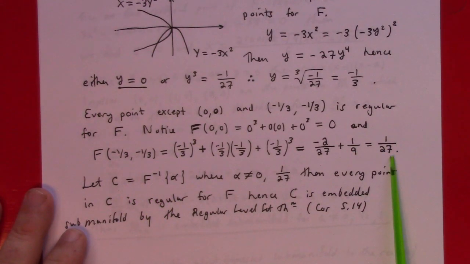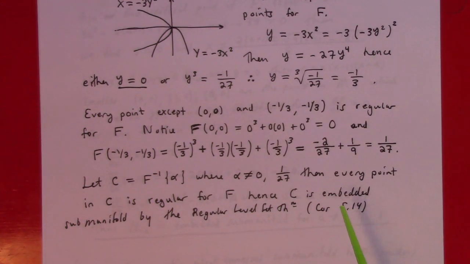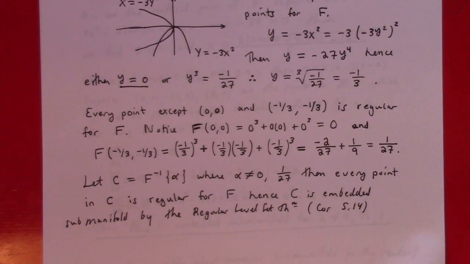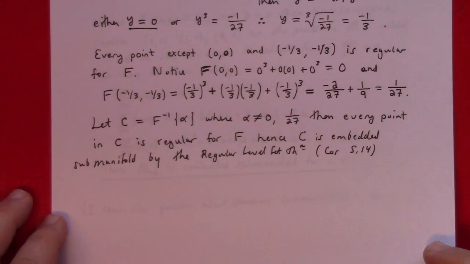So if C is the inverse image of alpha, where alpha is not equal to 0 or 1/27, then we can be confident in knowing that every point in C is regular for F, hence C is an embedded submanifold by the regular level set theorem. Which is to say it's a smooth curve in this context. All right. Do I have it all? Yeah. All right. Great.